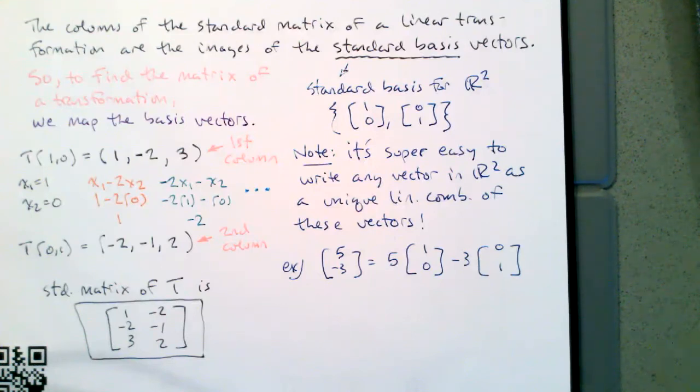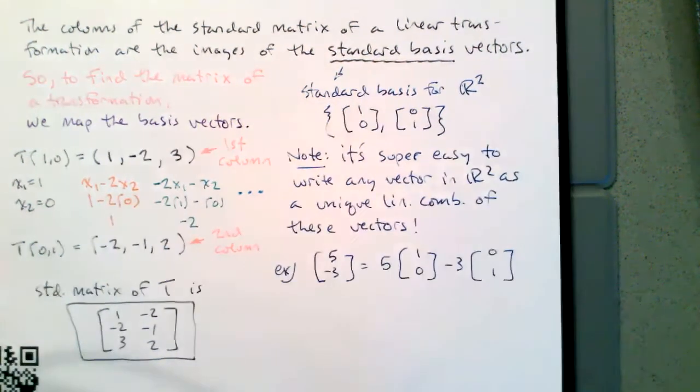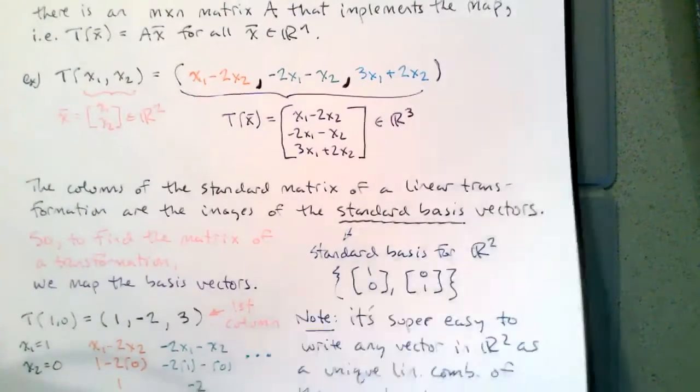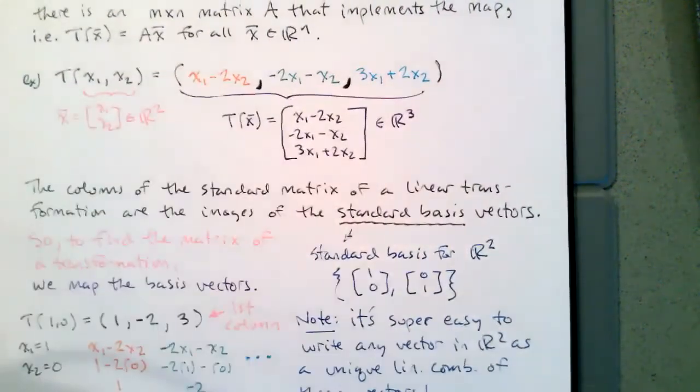Let's do an example where we run a vector through the transformation just using the initial definition, and then multiply that vector by this matrix and see that they come out the same. All right. Unfortunately, I ran out of space on this page. So T of x1, x2.